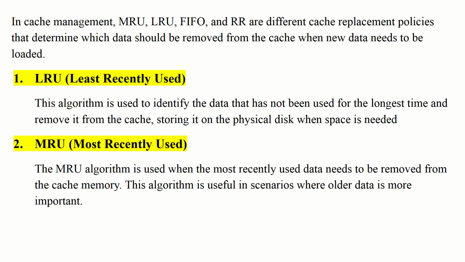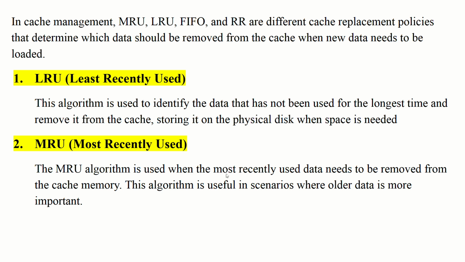Then come some policies. There are some algorithms that we can use in the cache management system in ISS. The first one is LRU. LRU means least recently used. This algorithm is used to identify the data which has not been used for the longest time. If that particular user is not frequently using that particular data, there is no need for storing it in the cache memory, so we can automatically ask them to go to the physical storage, which means the permanent storage. That is what this algorithm is used for.